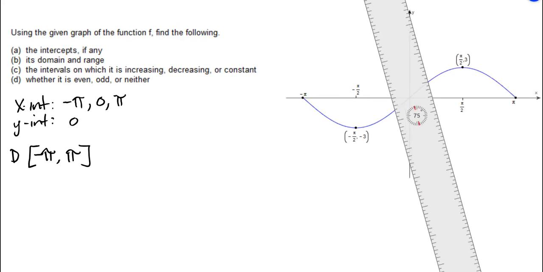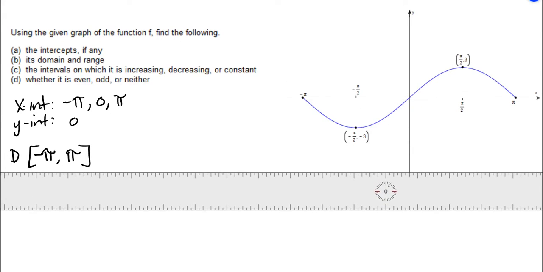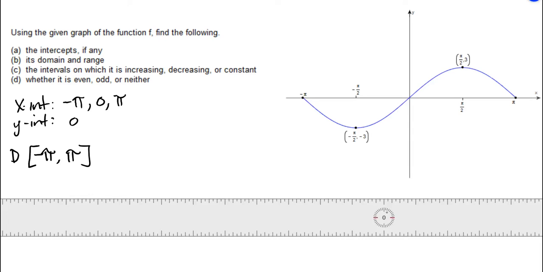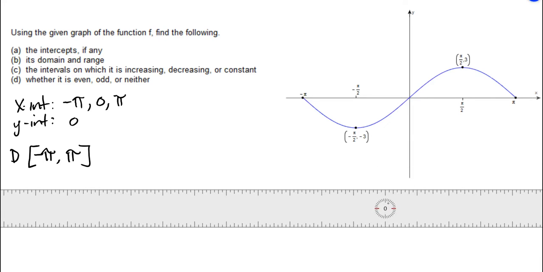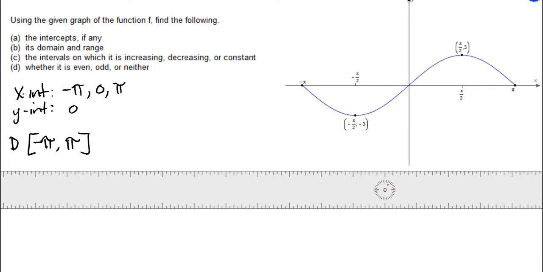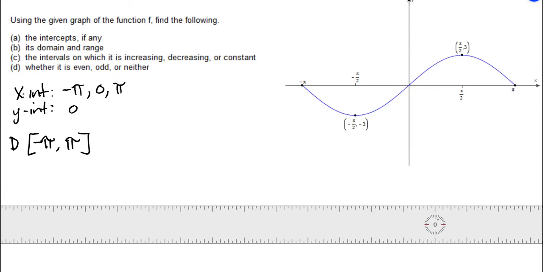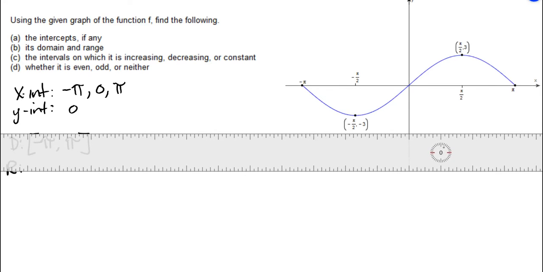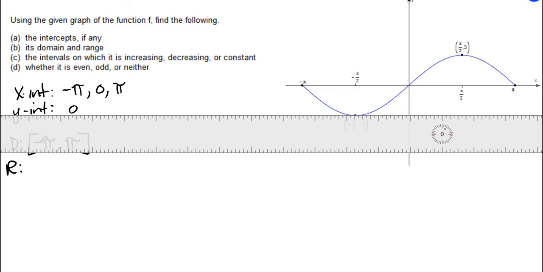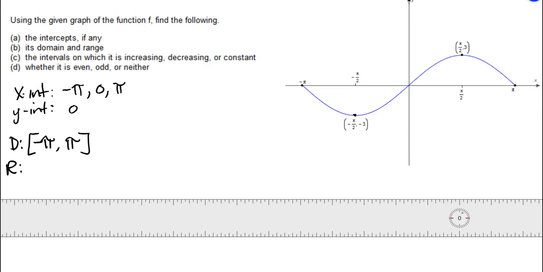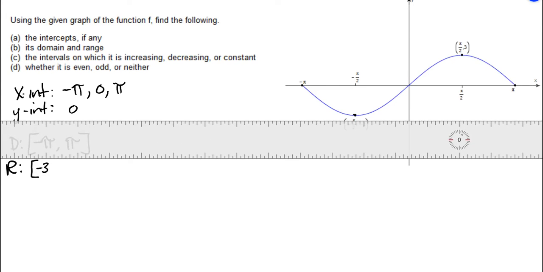I'm going to do the same thing for the range, but I'm going to hold my ruler horizontally, going from bottom to top. I'm holding it horizontally because my ruler will be going across that y scale. So for the range, the first time that my pencil hits the graph will be at this point right here, which has a y value of -3. So that's where my range will start. That point is on the graph, so I'll use a bracket to include that in the range.